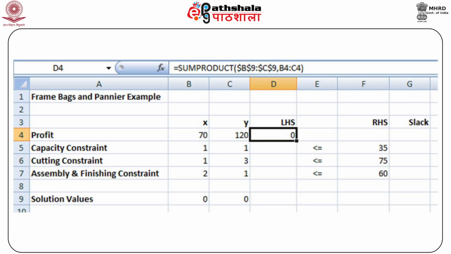The SUMPRODUCT function multiplies corresponding cells and adds the results. In this case, the solution values in B9 and C9 are multiplied times the objective function coefficients in B4 and C4. The sum of these products is placed in the target cell. 13th, the dollar signs used in step 12 are called absolute references. Absolute references are useful when fills are used to create entries in cells.